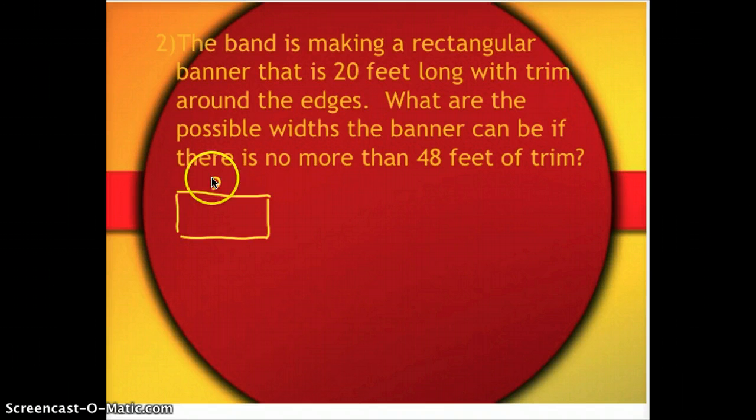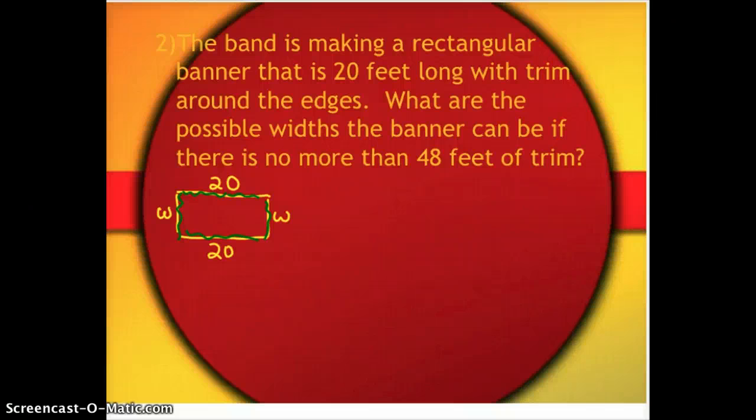I know that the length of my banner is 20, so I'm going to put the 20 on the top and the bottom there. It's both 20. I do not know what my width is. But if I'm going to trim the banner, I'm going to go all the way around the outside. This is the area it's going to be trimming. So that's the perimeter of the shape. So I know that altogether, my trim can be no more than 48 feet.